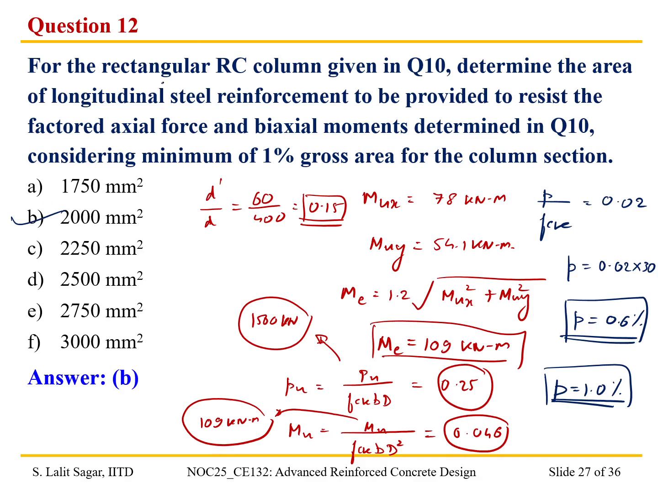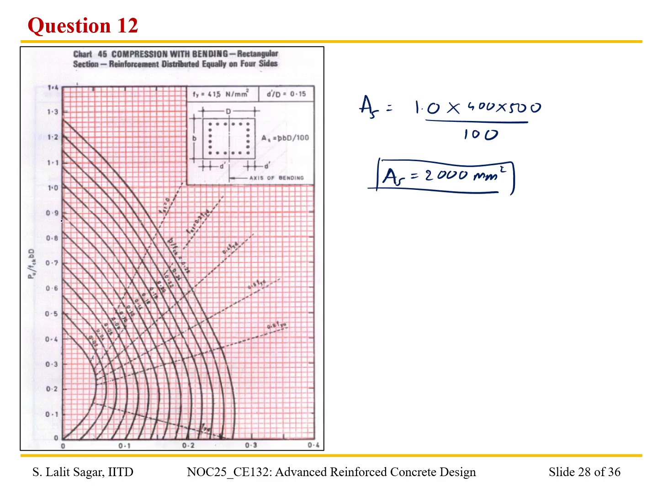So for this particular slender column, with the moment demands as we estimated, that is 78 and 54.1, we need to provide only 0.6%, but anyway we are going to go ahead and provide a reinforcement of 1%. So that amounts to 2000 mm square.